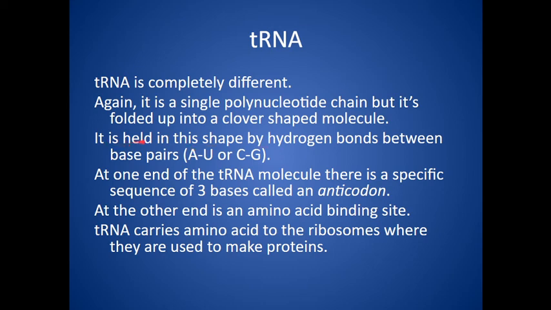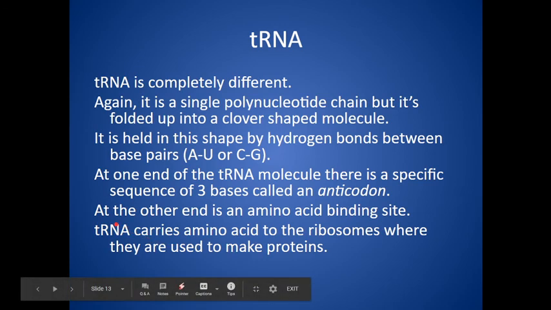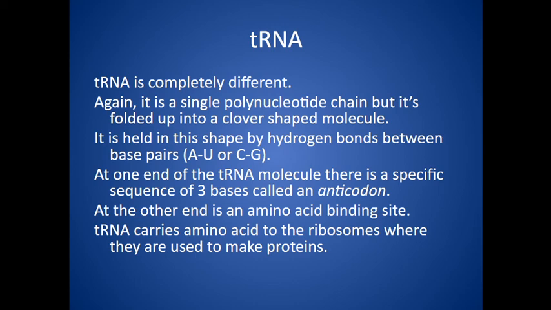So it is held in the shape by hydrogen bonds between the bases, A and U or C and G. At one end of the transfer RNA molecule, there are specific sequences of 3 bases called an anticodon. Now, the anticodon is actually what is binding to the codon itself from the mRNA. Anticodon just means the opposite of the codon. At the other end is an amino acid binding site. The tRNA carries amino acids to the ribosome where they are used to make proteins.